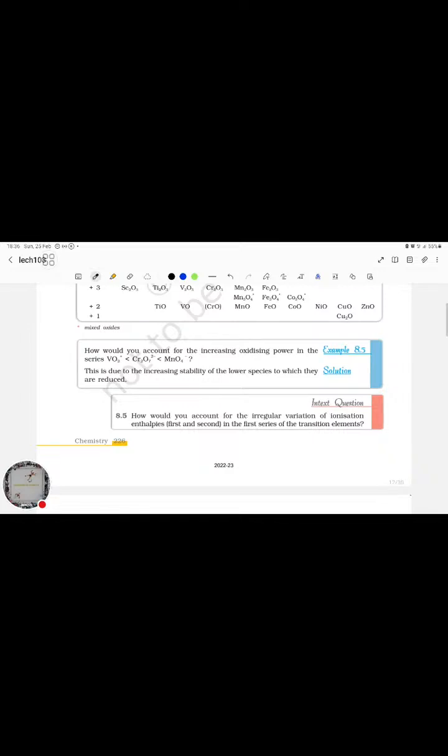Manganese, this is due to the increasing stability of the lower species to which they are reduced. So the increase in oxidizing power means the oxidizing power is highest for MnO4 minus, where manganese is present in the oxidation state of plus 5. Now upon reducing, it gets reduced to the plus 2 oxidation state, I hope.